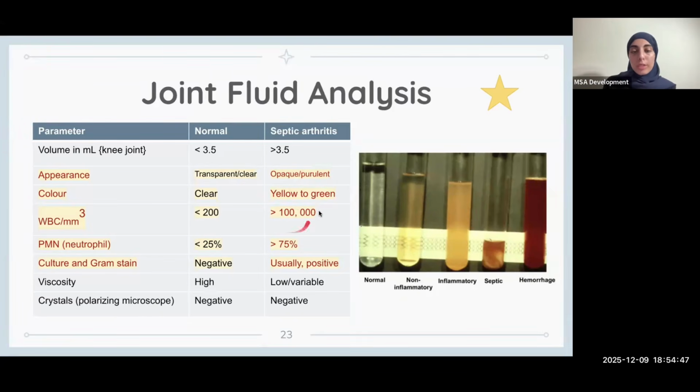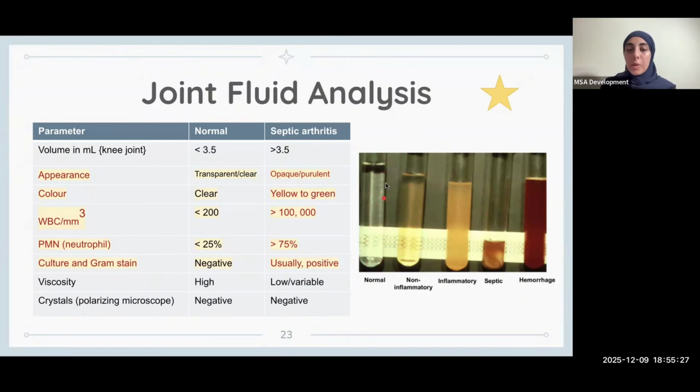You're also going to have a lot of white blood cells because there's inflammation and infection going on. And most of those white blood cells are going to be neutrophils because this is an acute infection. And obviously, if you culture or do a gram stain on this fluid, you're going to get it positive usually. It depends on the infectious cause, obviously, but most of the time it's going to be positive. And obviously, in normal cases, it's negative because, as we said, the joint is sterile. Okay? The ones in yellow are the most important ones that you have to know. And when you look at this picture, comparing the different appearance of the joint fluid in different diseases, if you look at this here, is the normal one.